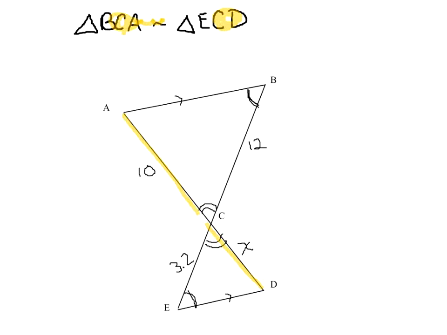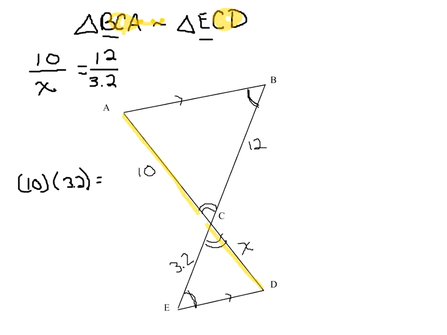Okay, so if you did this wrong, pause it now and redo the problem. Otherwise, if you have them set up that way, you can keep going and watching the solution, see if you got the same thing. Now I know that BC matches up with EC. I'm going from larger to smaller triangles, staying consistent, so I'm going to put the 12 over the 3.2. And now I have a proportion to solve, just like we did over and over and over again in so many of the problems. 10 times the 3.2 is equal to 12x.